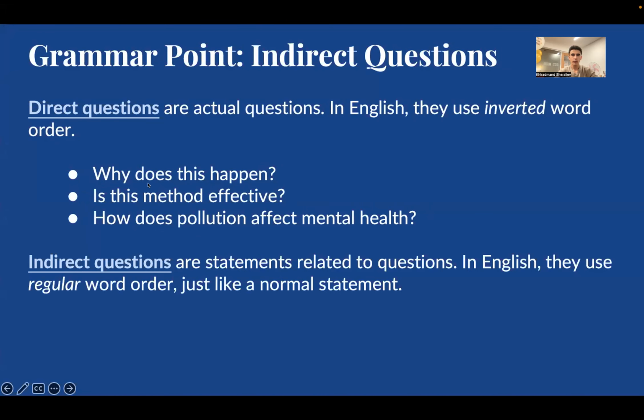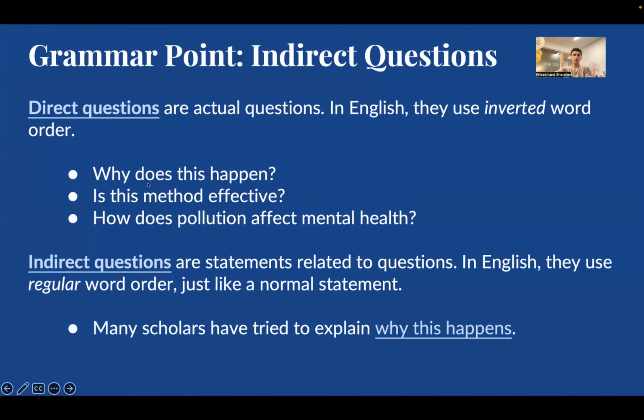Yes, so here we have two types of questions, right? Direct questions and indirect questions. And when it comes to research projects, you are encouraged to use indirect questions, which means that you will use a regular word order, not an inverted word order. So when it comes to regular word order, you don't put direct questions, right?